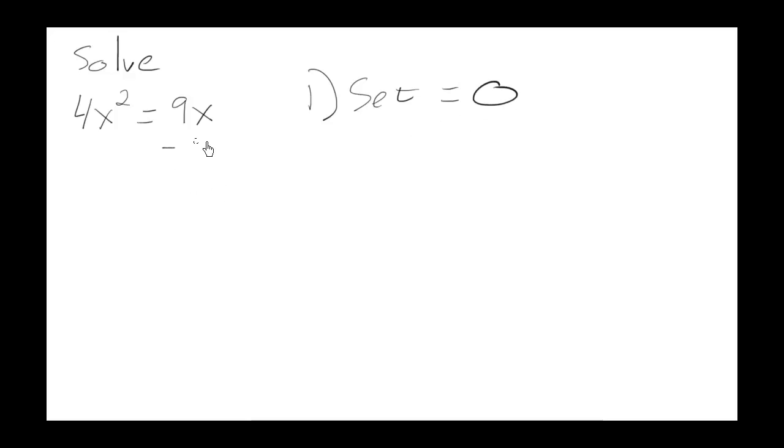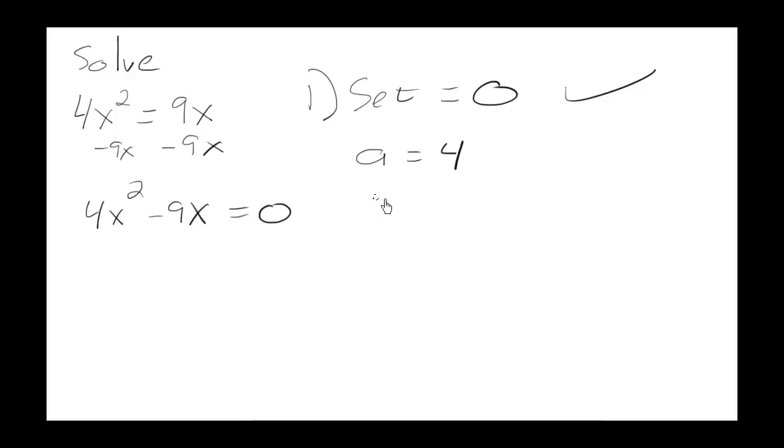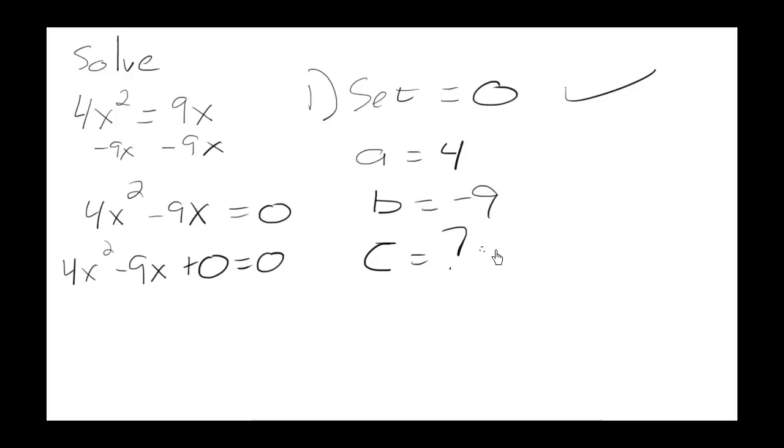Alright, so the easiest way I think to make that happen is to move this 9x over. That's both sides, and then I got 4x squared minus 9x is 0. Now it's set equal to 0, it's a big check mark. Alright, a here is 4, b here is minus 9, and the question is c equals what? Because I don't see any constant term. Well, okay, no big deal. Anytime you have a missing term, as long as it's not that x squared term, you can always put in a 0. So in this case, c is 0.